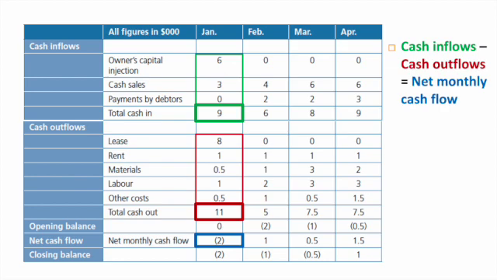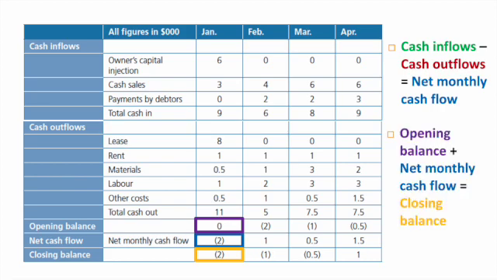So this is the first part that the cash flow forecast contains. Cash inflows minus cash outflows equal net monthly cash flow. And then the second part is the opening balance, net cash flow, and closing balance. So the formula that we would use is we take the opening balance, then we add the net cash flow. In this case, the net cash flow is a negative number because it's in brackets. And we get, as a result, the closing balance, also a negative number.